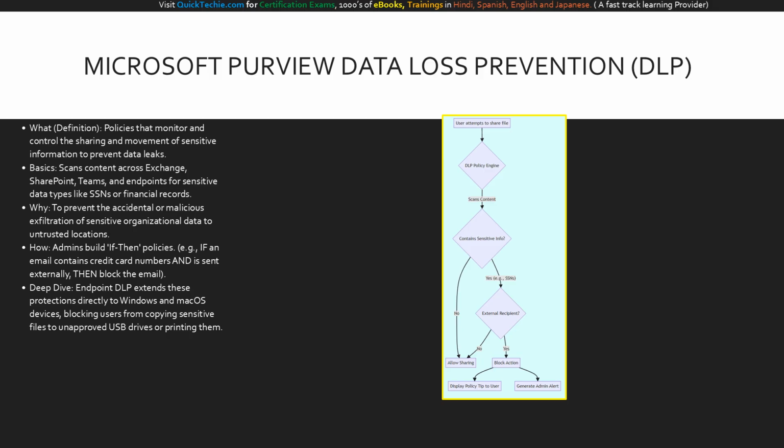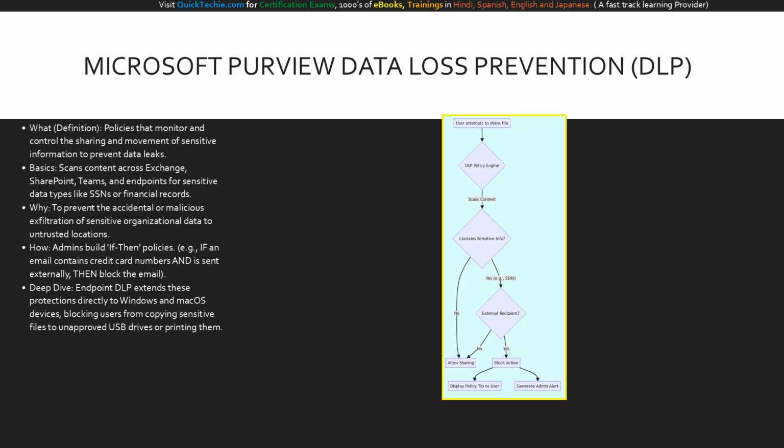This flowchart demonstrates the real-time decision-making of the DLP engine. At the top, a user attempts to share a file. The action is immediately intercepted by the DLP policy engine. It scans the content and asks, does this contain sensitive info? If yes, it moves to the next condition.